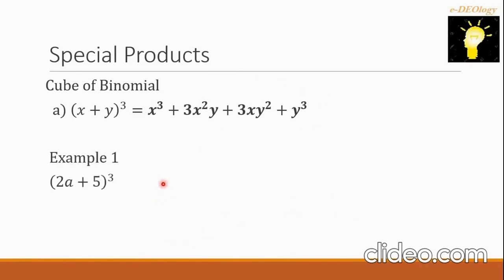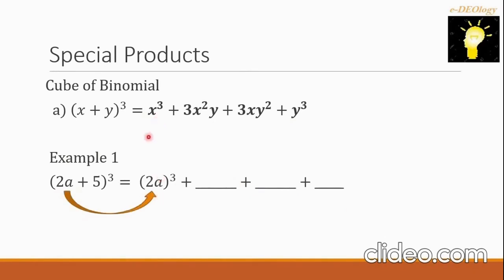Now we are ready to use this formula to solve problems like this. So let's have example 1. This is 2a plus 5 all raised to 3. So in the answer, we expect 4 terms. So I put here 4 blanks.